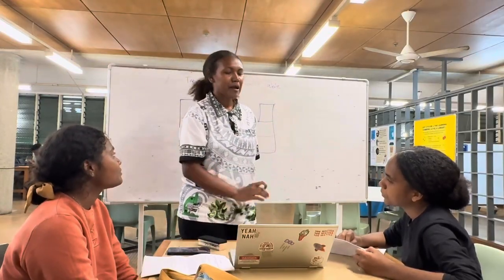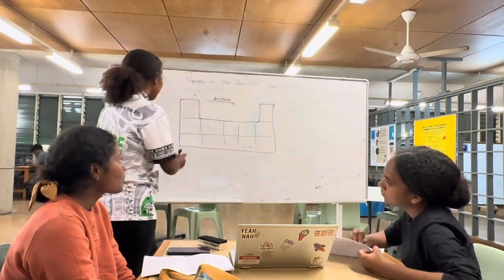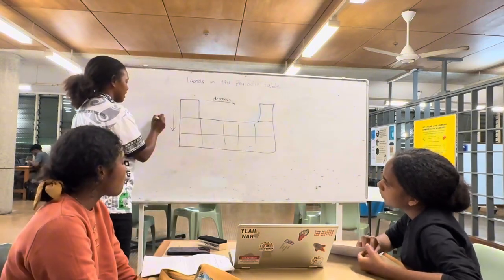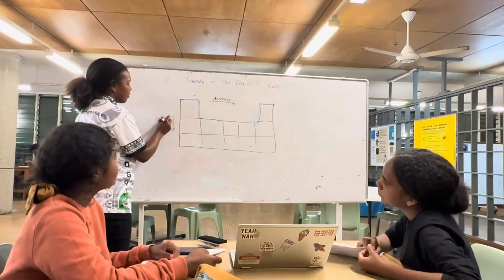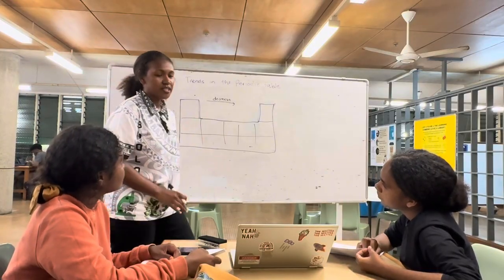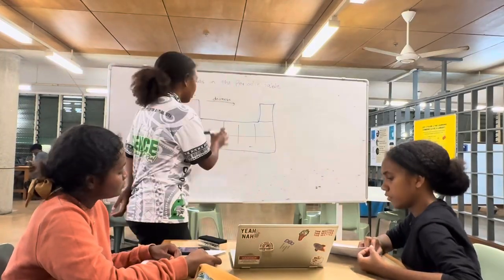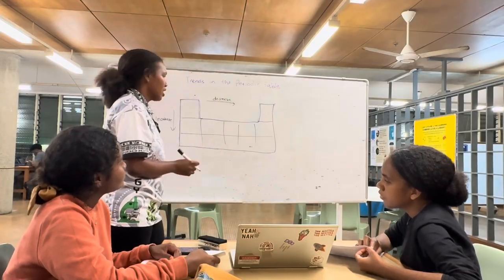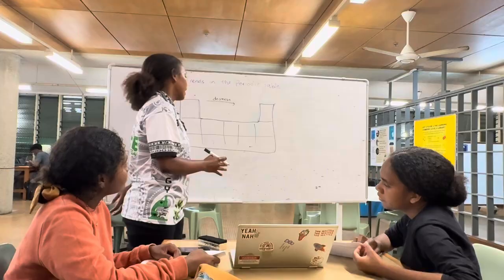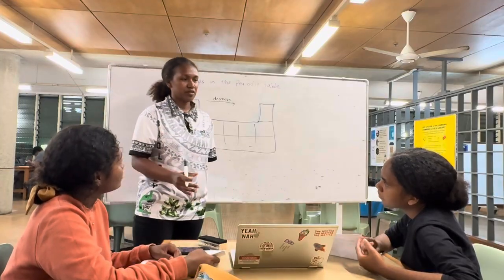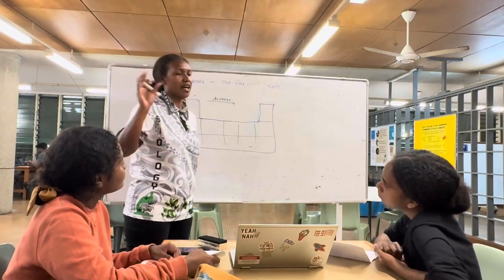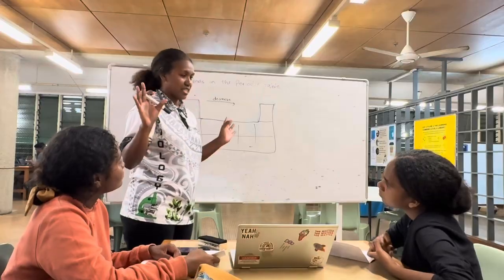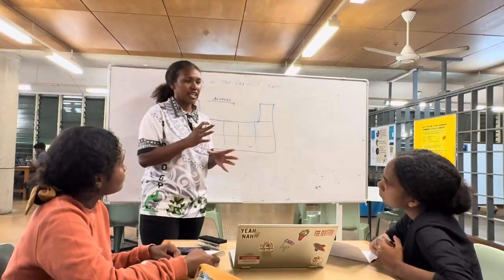Okay, so moving on, when you go down the group, atomic radius increases. This is because when you go down the group, you are adding more shells onto the atoms. When you add more shells, the effective nuclear charge decreases because the distance from the nucleus to the valence electrons increases. And that causes the shielding effect.